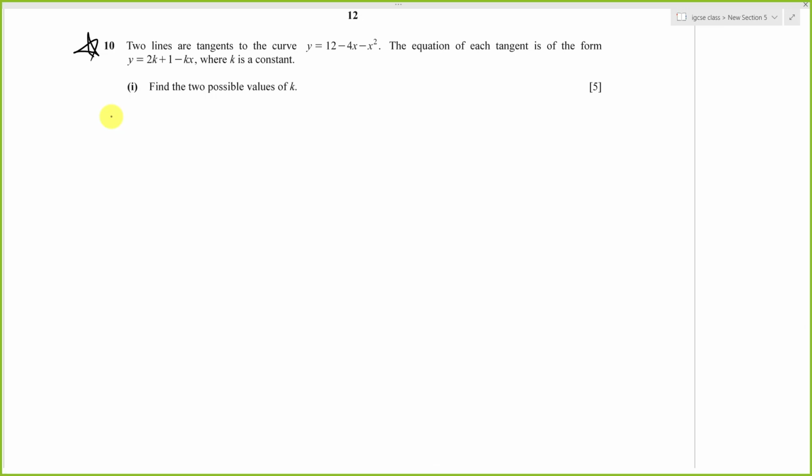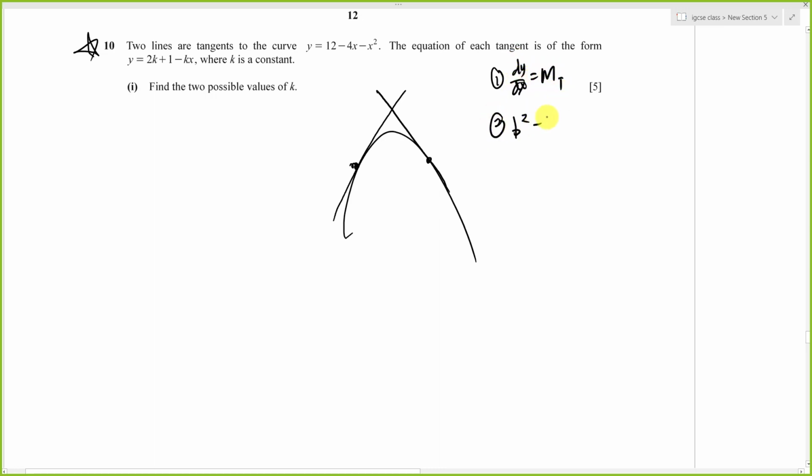Okay, tangent to the curve means what? You might have a curve that looks like this, and then you have two lines which are tangent to the curve like this. Tangent, right? Touches at one point. For tangent in Add Maths, you have two possibilities. One is dy/dx equals the gradient of the tangent. The second one is b squared minus 4ac equals 0.